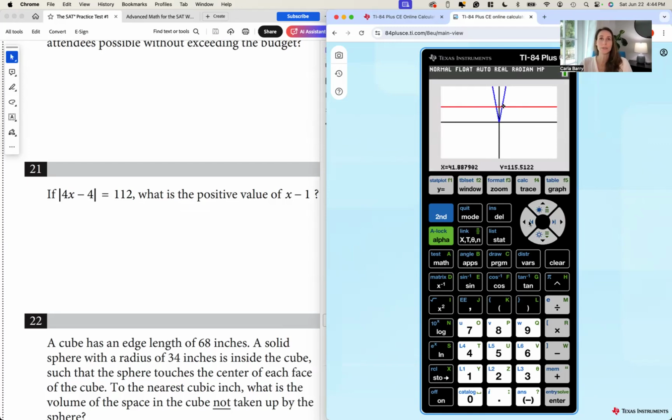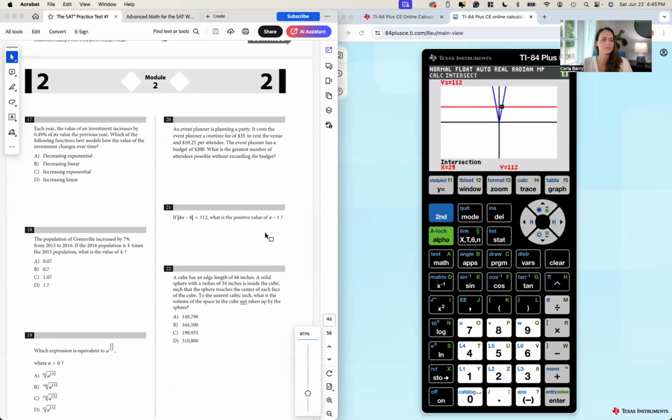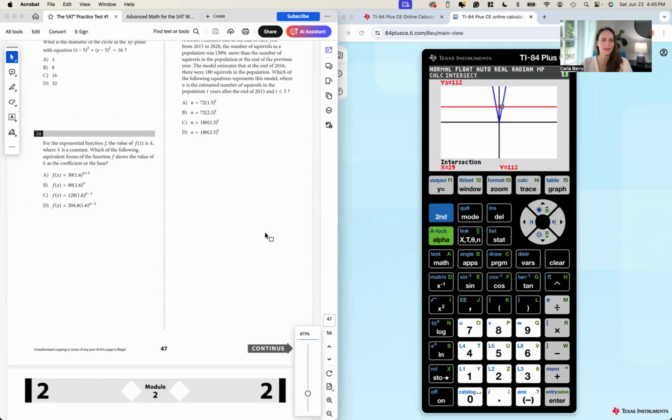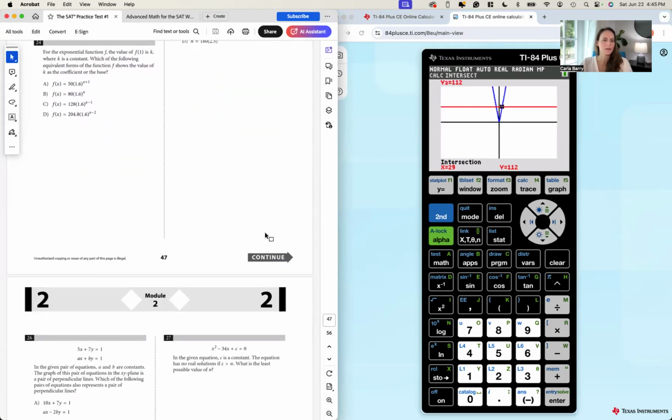And you could use this for an exponential equation, for an equation containing a radical, pretty much any equation. So then I'm going to press second trace, intersect, and we're going to say first curve, enter, second curve, enter, guess, enter. And it gives me my intersection is when x equals 29. And they want to know what is a positive value of x minus 1. So that's just 29 minus 1, or 28. Okay, so that's a very easy type of question to just plug in to your graphing calculator.